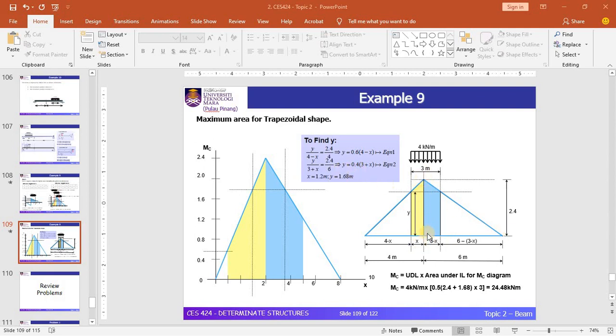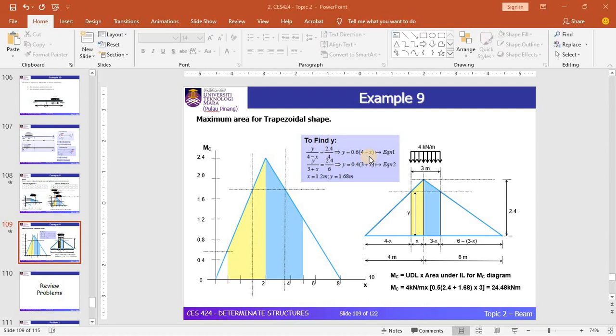Do the same thing for the right-hand side of the peak point. There we also have two triangles: this is the big one, and this is the smaller one. Y over 3 plus x comes from this triangle, the height over the base, which equals the big triangle's height of 2.4 divided by 6 meters. The slope of both triangles is similar, so y equals 0.4 multiplied by 3 plus x. This gives the second equation.